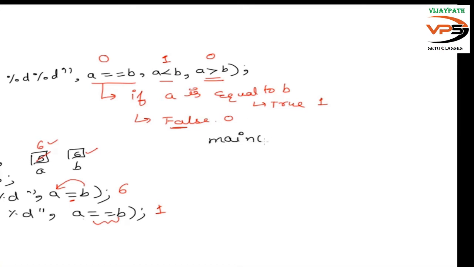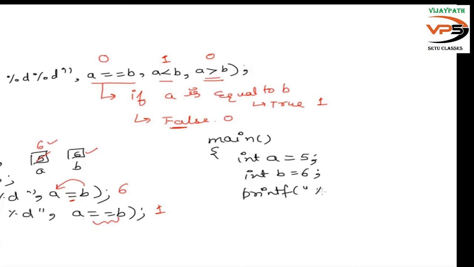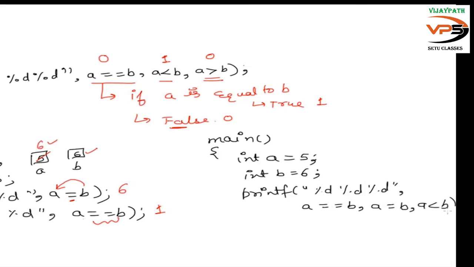Main, int a is equal to 5, int b is equal to 6, and I have printf %d. So I have three statements. Because I don't have much space, I am writing the statements in the next line. So the statements are a double equals b, a single equals b, and a less than b. Let us suppose we are having this program, right?